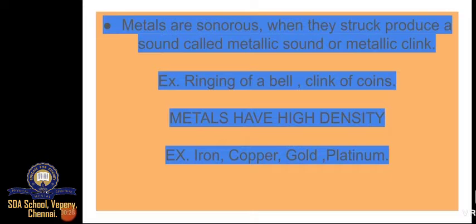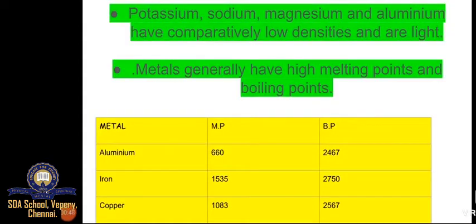Next, metals have high density. Density means they are very solid and closely packed. For example, iron, copper, gold, and platinum are some examples of metals that have a high density. But potassium, sodium, magnesium, and aluminum have comparatively low densities, because they are soft solids.